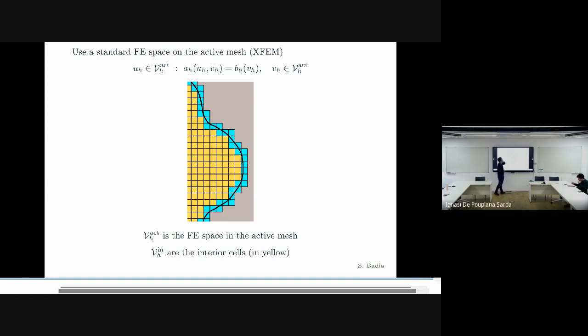Let's assume that you are using Galerkin. So you're using this active finite element space for the test and the trial functions. You solve for your problem and you get a solution. So this is, let's say, some kind of XFEM approach. But as we will see, this has many issues, right?